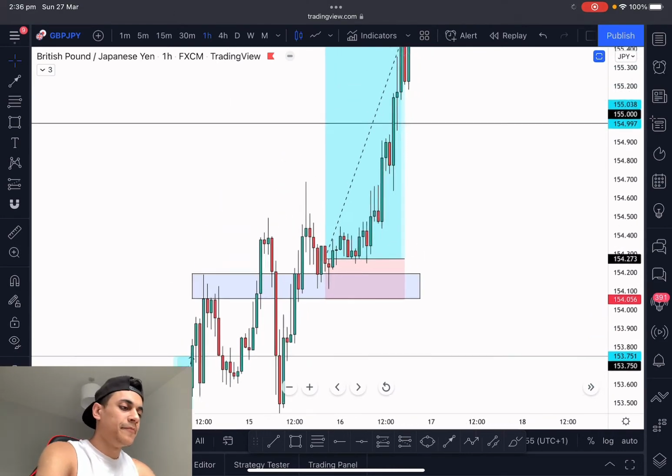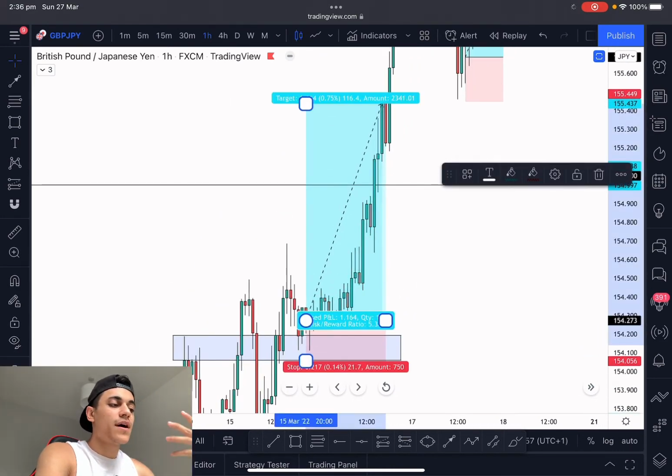And this trade was around 116 pips. Lovely trade, 1 to 5.3, absolutely amazing. 21 pip stop loss to gain 116 pips. I mean, that's really, really good.